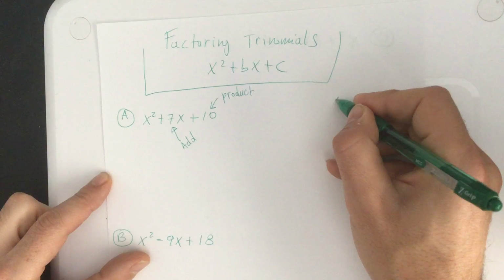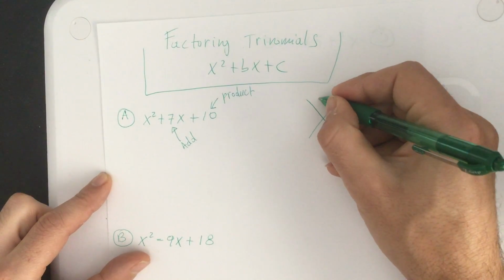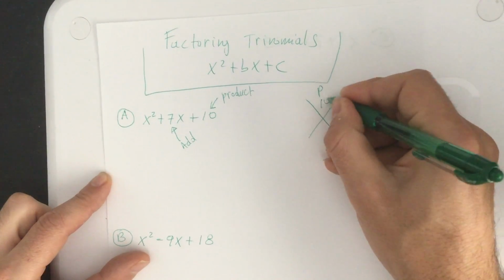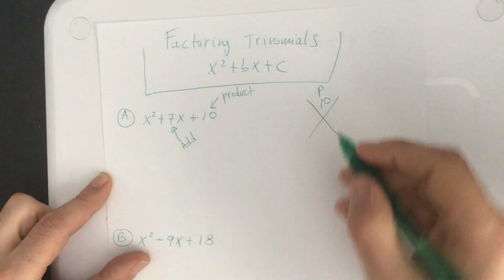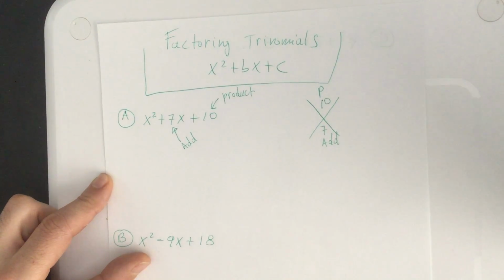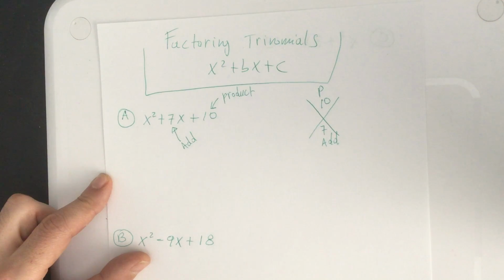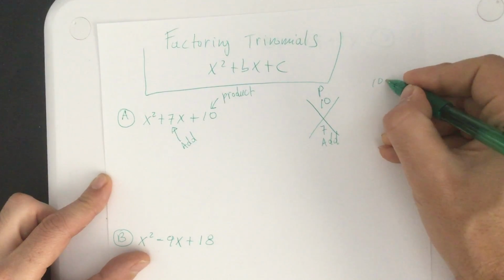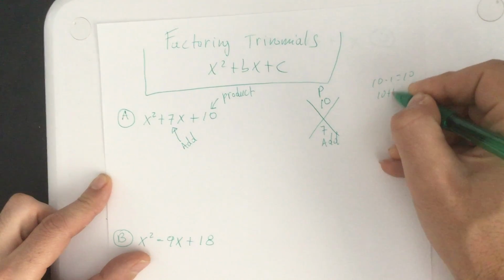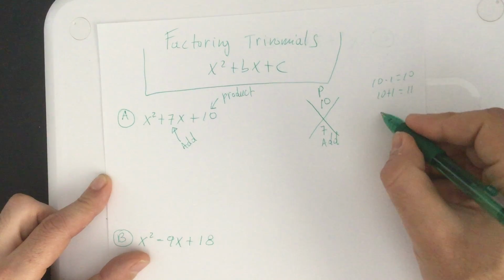So we're going to be looking for two numbers that when you multiply together, you get the product, which is 10, but at the same time, when you add those two numbers, you get 7. That's what we call addition. So you're going to look for numbers that multiply to give you 10. You've got 10 times 1. That doesn't work, because 10 times 1 is 10, but 10 plus 1 is 11. So that one is not working.